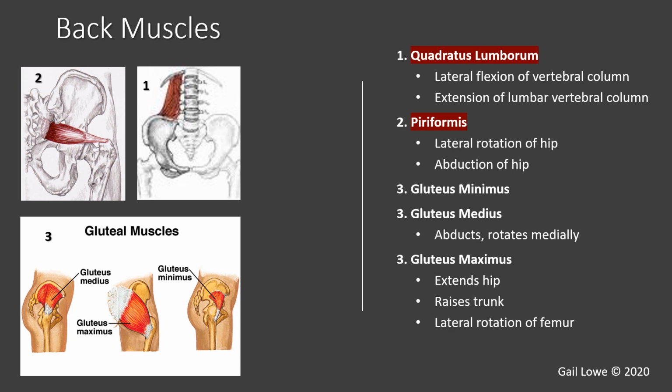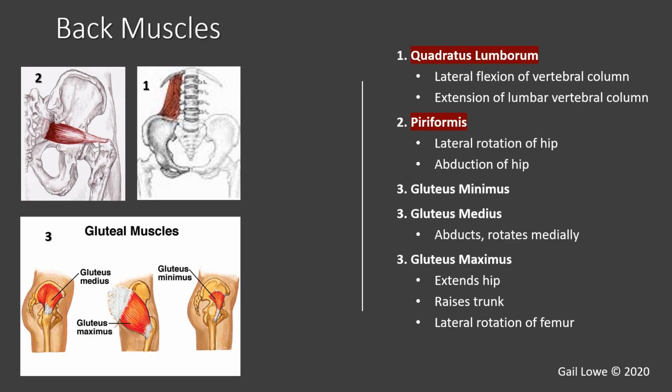So the piriformis laterally rotates the hip. It extends onto the head of femur at the back so that it helps to laterally rotate your hip outwards. And that is also an abduction of the hip. It does that with the gluteus maximus, laterally rotates the femur.